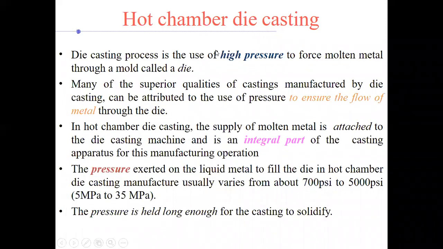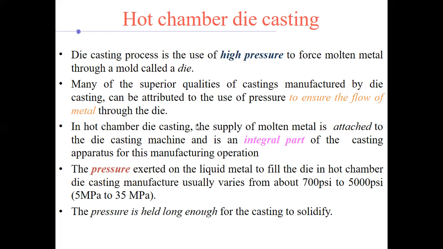Now you see hot chamber die casting. As we know, the die casting process is the use of high pressure to force the molten metal through a mold called a die. Many of the superior qualities of castings manufactured by die casting can be attributed to the use of pressure to ensure the flow of metal through the die. With the help of pressure, you are trying to ensure the flow of metal as is required.